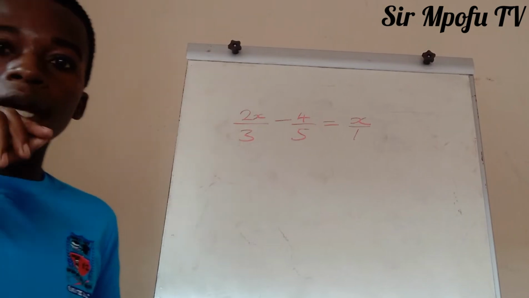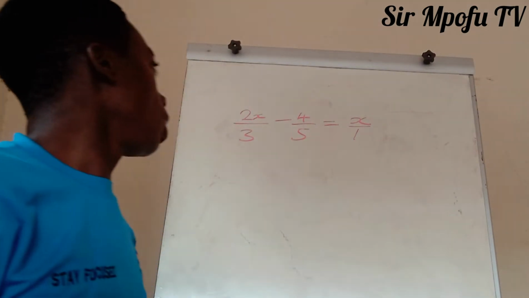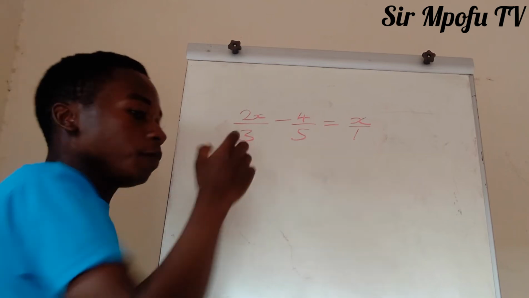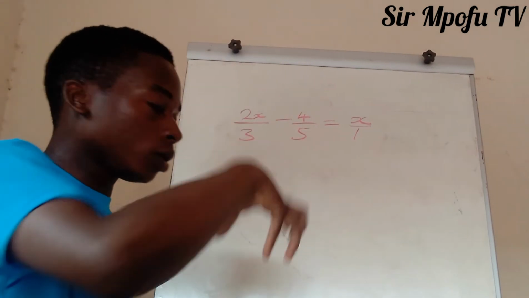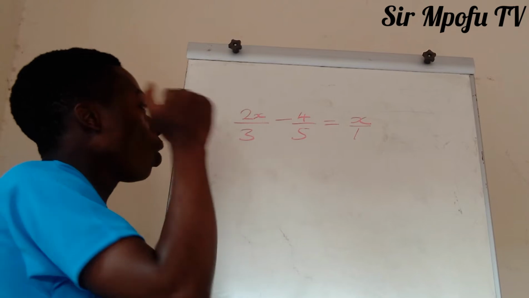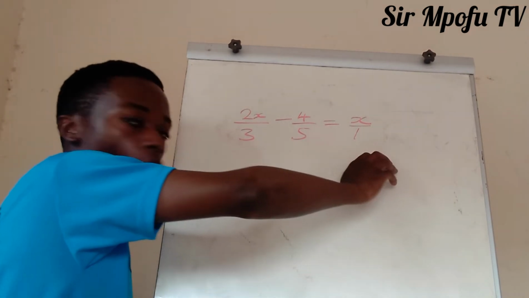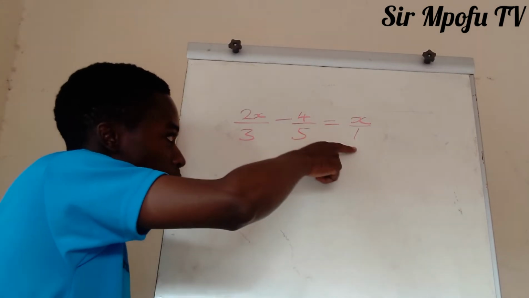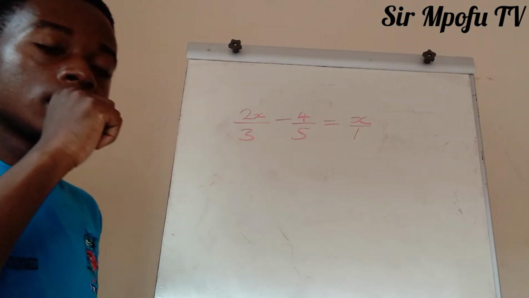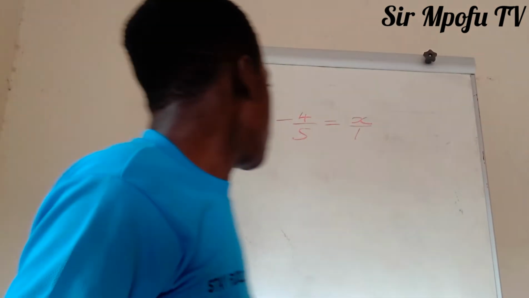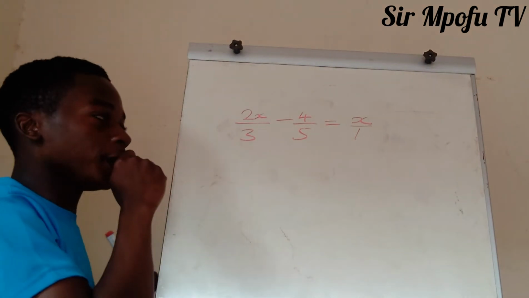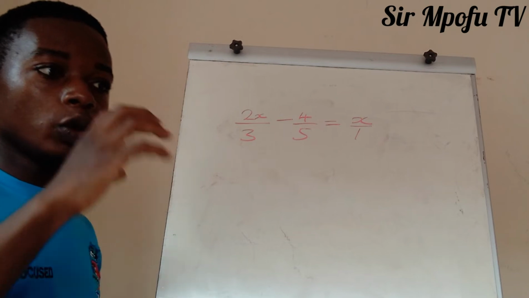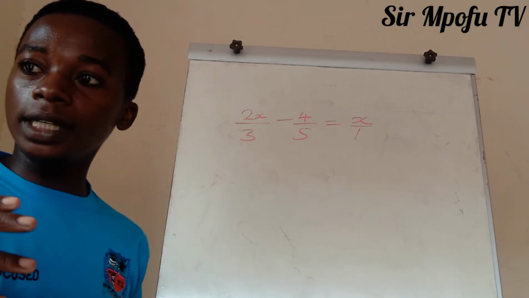And how do we eliminate the fraction? It's very simple. We eliminate the fraction by finding the lowest common denominator, or the lowest common multiple of our denominators altogether. So what is the smallest number that 3, 5 and 1 can enter? 15. So what you do now is, remember, I told you that an equation is a statement of equality which shows that the right hand side is equal to the left hand side.